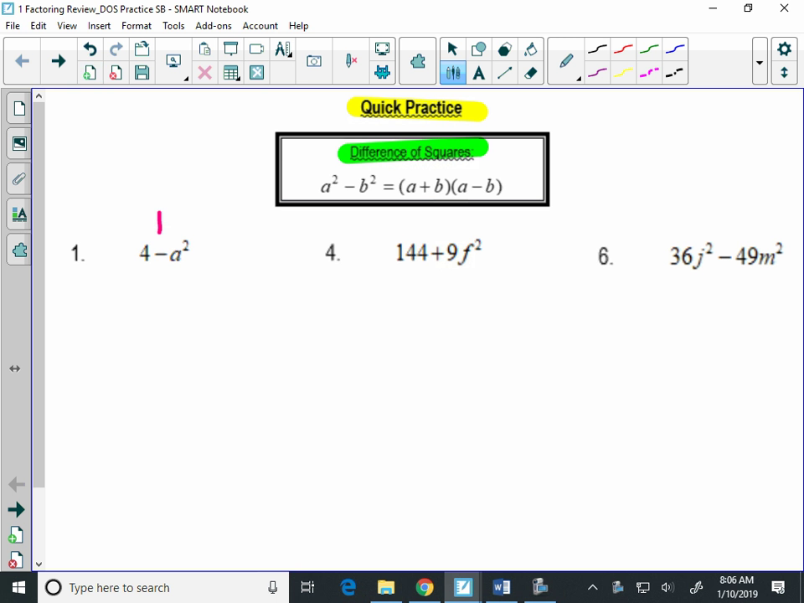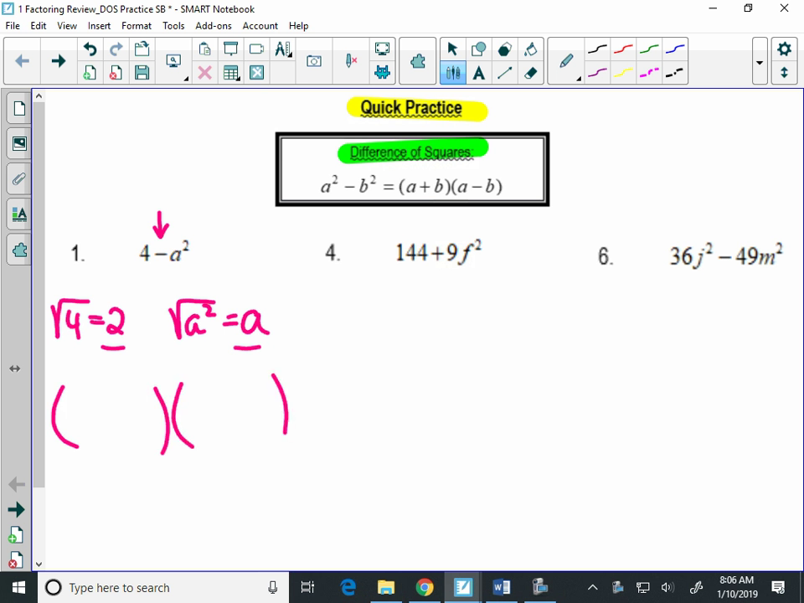I'm looking for a minus sign, which I have. So I take the square root of each term. The square root of 4 is 2, and the square root of a squared is a. So I'm going to use 2 and a when I factor. I have to use them in that order, 2 first, then a.